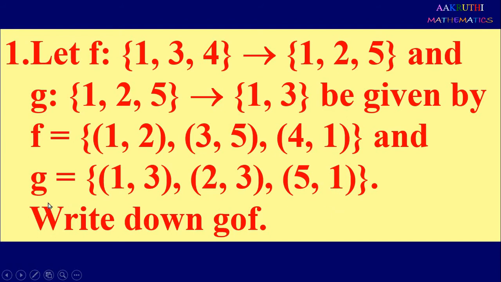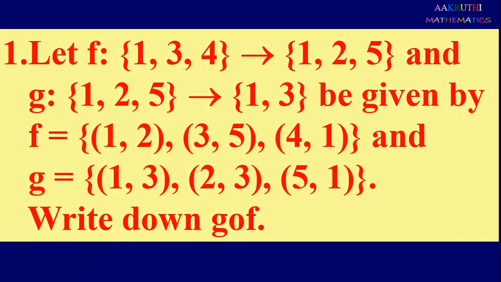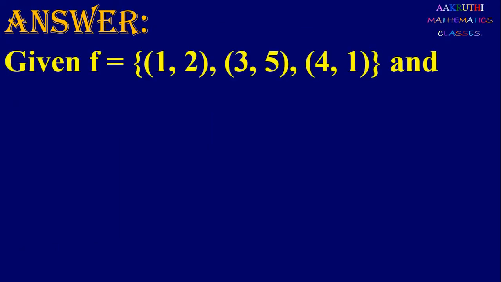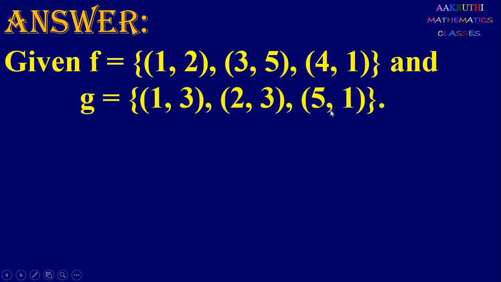Now here the f function is given, the g function is given, you have to find the composite function, that is g composite f. Now here it is given f is {(1, 2), (3, 5), (4, 1)} and g is {(1, 3), (2, 3), (5, 1)}.